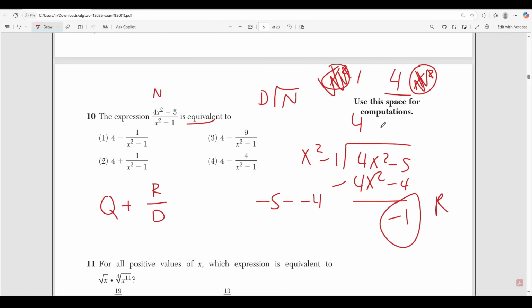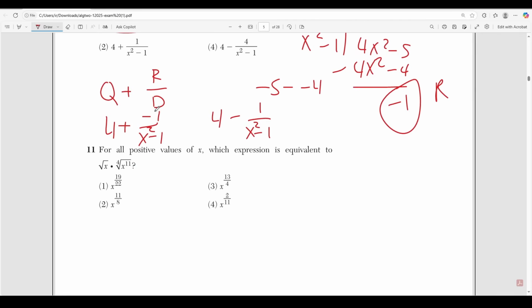So my quotient, or my answer on top, was 4, and I'm going to add that to my remainder, which is negative 1, divided by my denominator, or whatever was on the outside, which is x minus 1. So my answer is 4 minus 1 over x minus 1. How come it's not 4 plus 1 over x squared minus 1? And that's because this fraction right here was negative, and the negative overpowers the positive, so the right answer has to be choice 1.